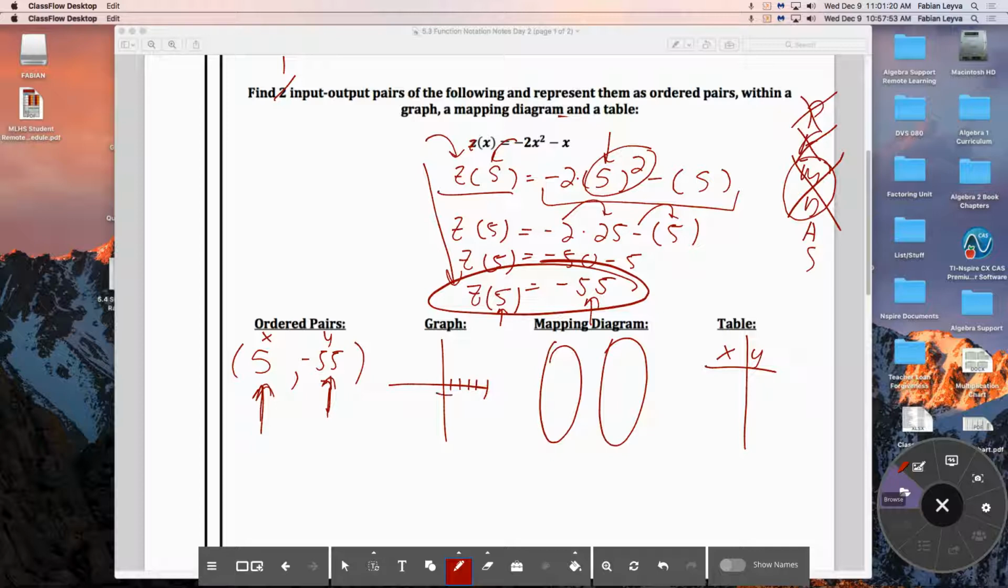Now I'm going to have a y of negative 55. Remember that I am not going to expect you to write 55 dash marks going down. If you're in the white quadrant, somewhere down here in this area, I'm going to be fine with that. Remember, in the mapping diagram, on the left is your domain values, on the right is your range values, and you have an arrow showing the relationship between 5 and negative 55, showing that it's an ordered pair. And then finally, a table is just the x and the y opposite of each other.